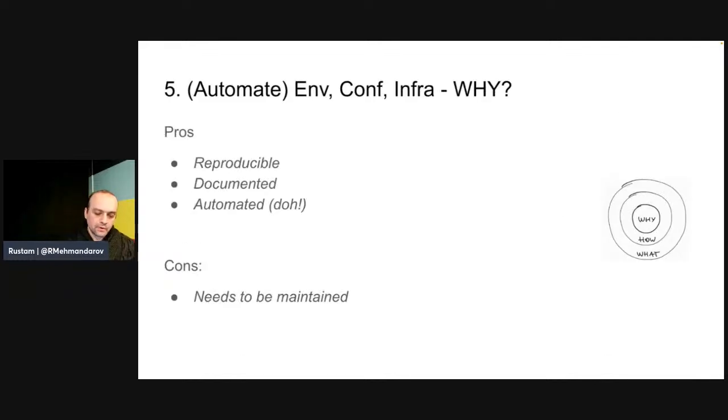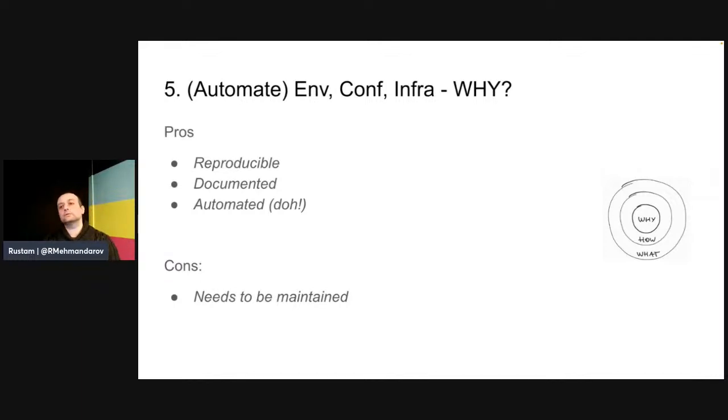So why do you want to automate all those kinds of things? One is that it's reproducible, because you can run the same script for setting up your environment, your configuration, your infrastructure, especially environment and infrastructure. And it's going to be reproducible. Yes, as you can see as a con, it will come at a cost. You will need to maintain that. I mean, that script might stop working because something got updated. You need to update something somewhere. But still, it's going to be reproducible.